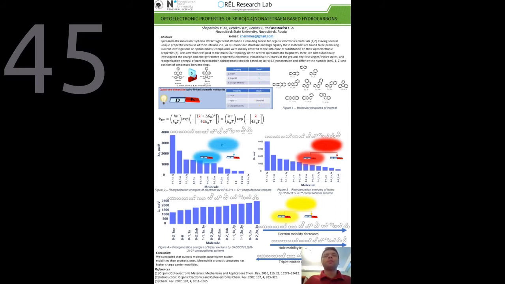Hello, my name is Shapovalov Kirill. I am a PhD student in the Organic Optoelectronics Lab of Novosibirsk State University. Recently, spiroaromatic compounds became attractive as perspective materials for light-emitting devices. Currently, the literature mainly concerns spirobifluorene derivatives, so we decided to investigate spiro[4.4]nonatetraene-based derivatives with different numbers of condensed benzene rings.